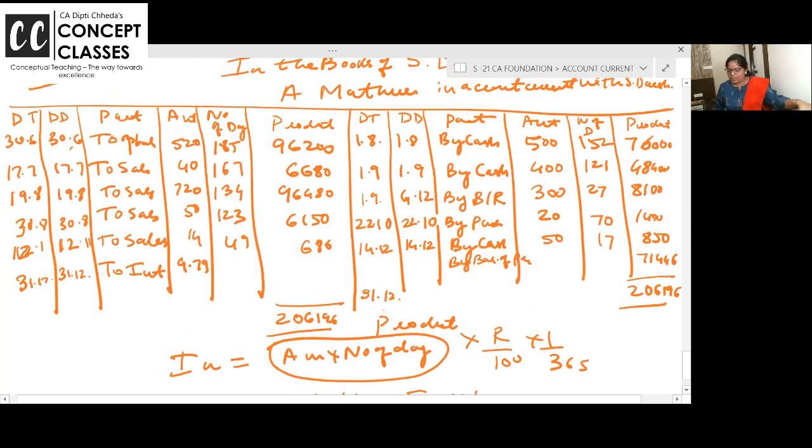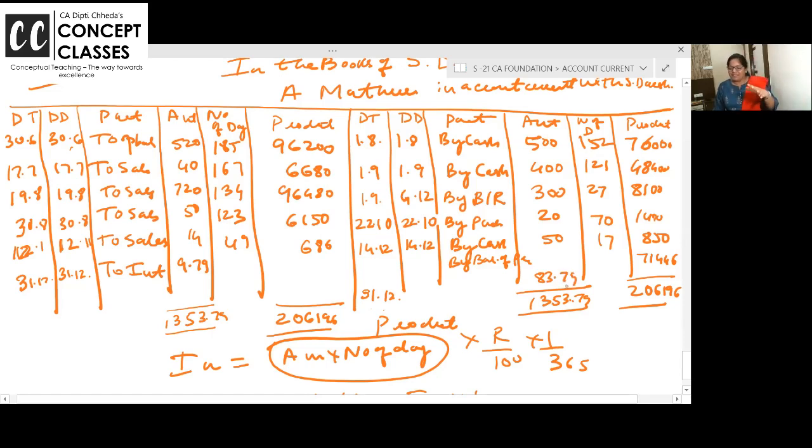Total it, how much is it coming? 520 plus 40 plus 720 plus 50 plus 14 plus 9.79. 1353.79. 500, 400, 320, 83.79 net if you pay.